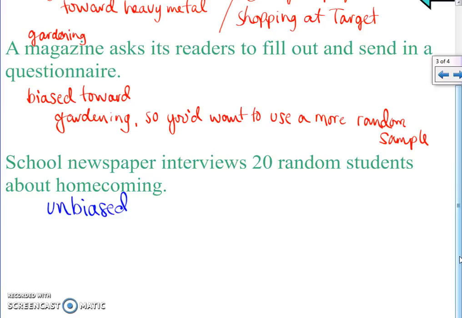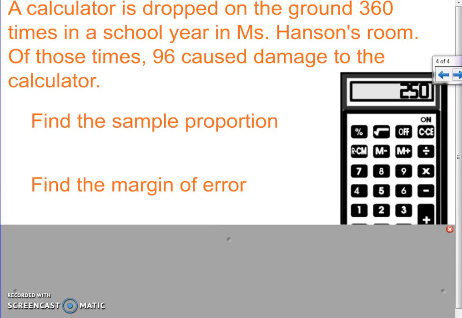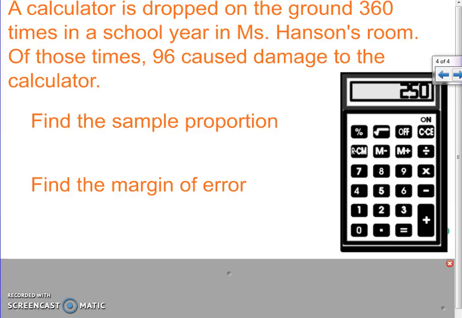Okay, almost done here. Calculators dropped on the ground 360 times in a year in my classroom. Of those times, 96 caused damage to the calculator. I made those up, by the way, but we're going to answer a couple of questions on this. So we want to find the sample proportion. What do you think I mean by that? Sample proportion of what? Damaged calculators. Okay, so what proportion were damaged?